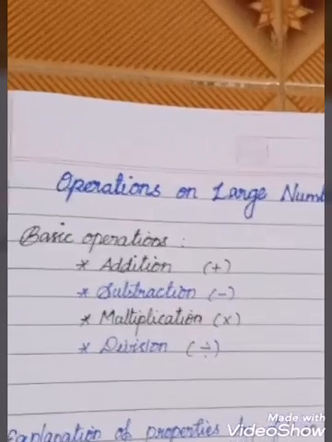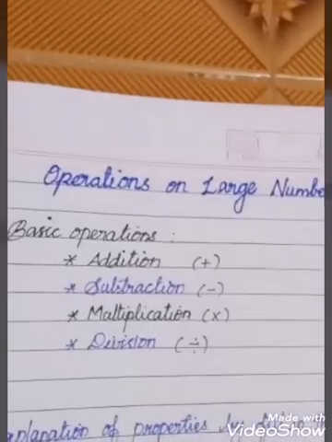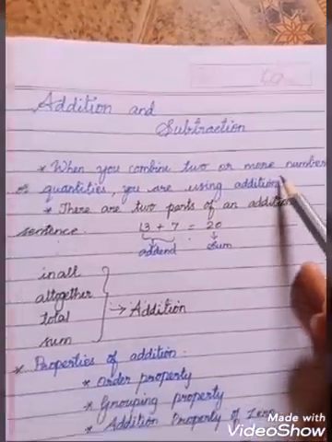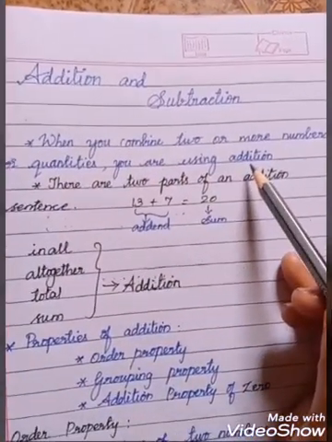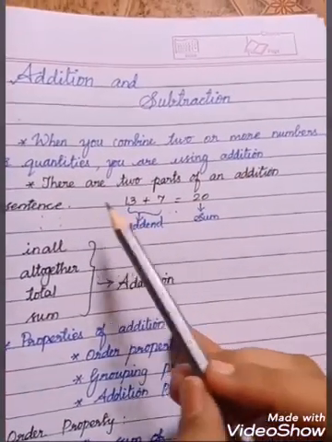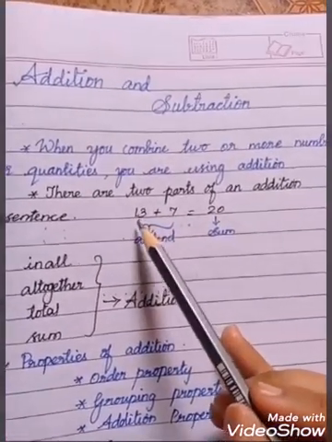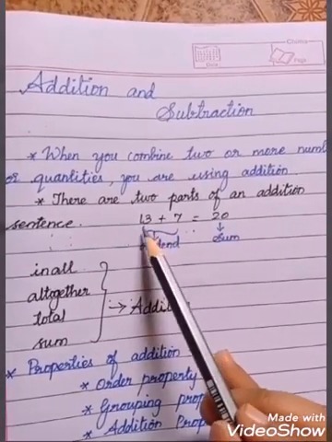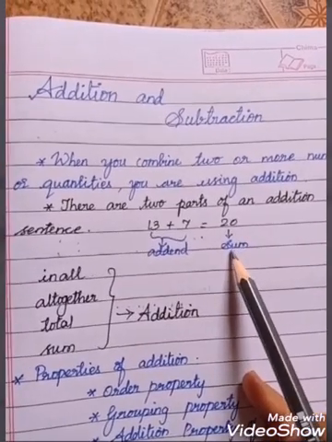Already we know more about addition. Let's recall that. When you combine two or more numbers or quantities, you are using addition. See the example. There are two parts of an addition sentence. 13 plus 7 equal to 20. Here 13 and 7 are called addends and 20 is called the sum.